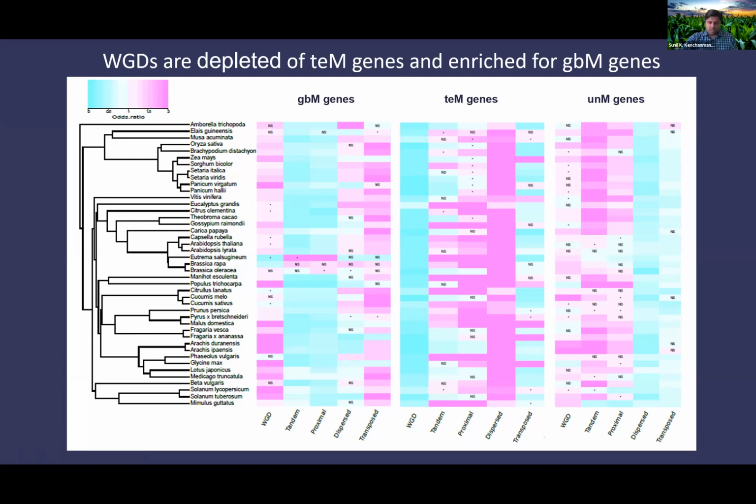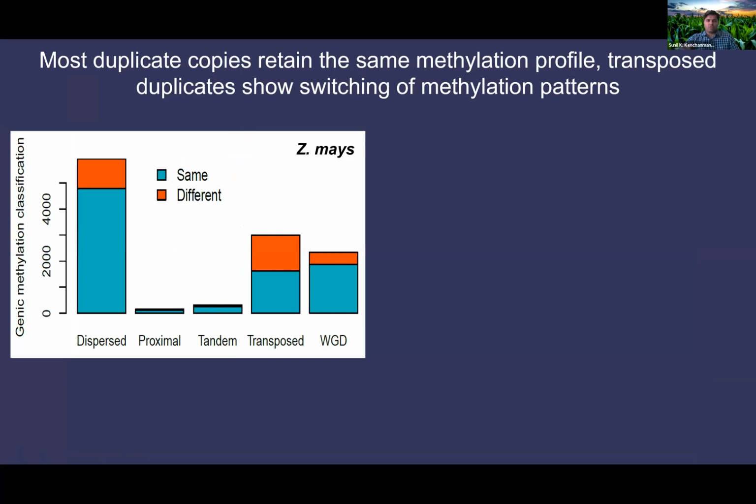And then the next thing we looked at was, between the two pairs of duplicate genes, do we see a difference in the genic methylation classification, or do they have the same DNA methylation profiles? When we looked across 43 species, here I'm only showing results from maize, but the majority of the genes, shown here in blue, show the same DNA methylation profile among the two duplicate gene pairs. But we see some proportion of genes, particularly in the non-syntenic duplicates, the dispersed and transposed, a significant amount of genes that show different DNA methylation profiles.